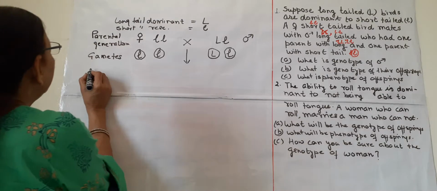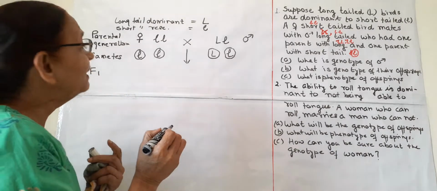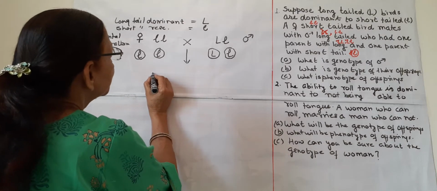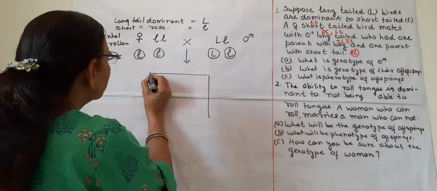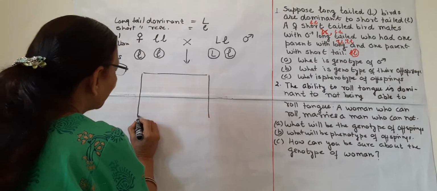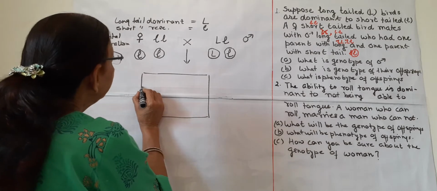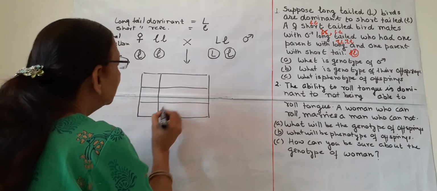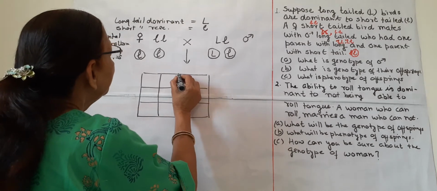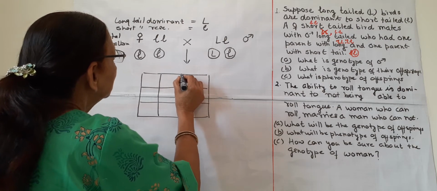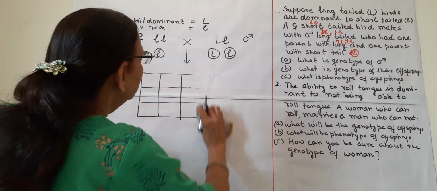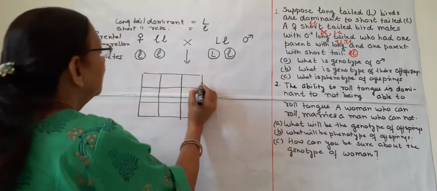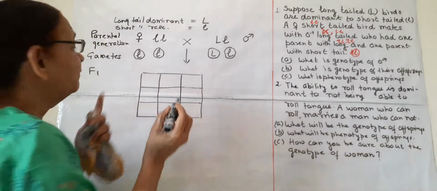Now we have to write the F1 generation, first filial generation. So we can write this generation in the form of a Punnett square also. You draw this Punnett square with the help of a scale and pencil, and very neat. These squares should be of equal size and should be neat. So this is the Punnett square for the F1 generation.